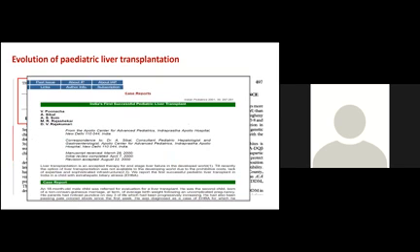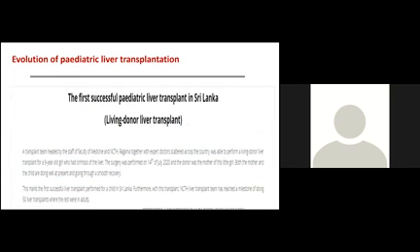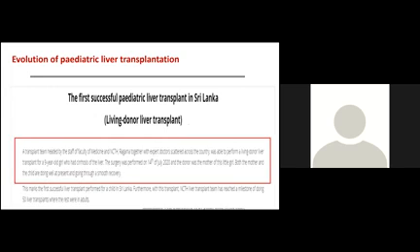In the region, India did the first successful pediatric liver transplant in 2000. And then Sri Lanka performed the first adult liver transplant successfully, which was reported in 2010. And then the first successful pediatric liver transplantation in a child took place last year, July, in a 9-year-old child weighing 17 kilograms who had progressive familial intrahepatic cholestasis type 3.